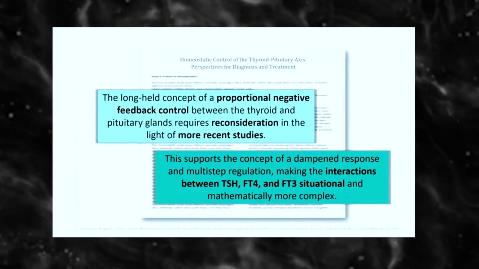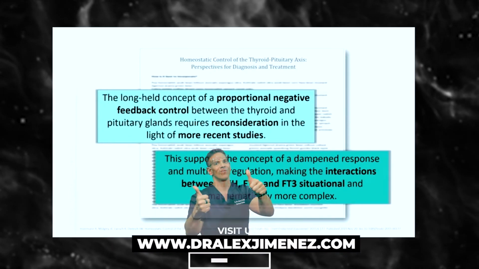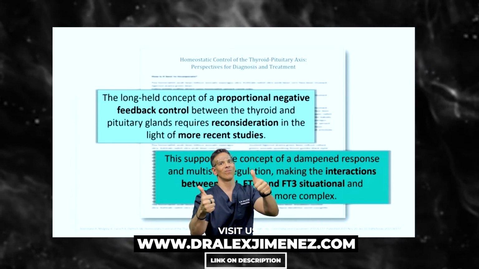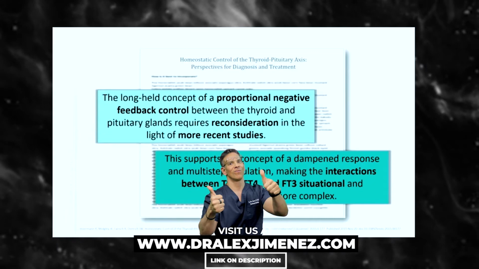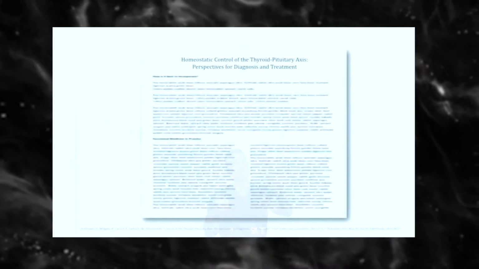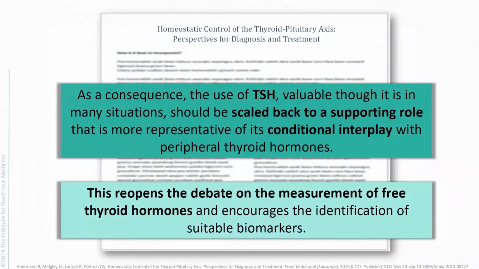We used to think T4 goes down, TSH goes up. It's not that simple. That's what happens in many environmental conditions, but not all of them. It's more complex than that. That's what the emerging literature is showing. Read this one.